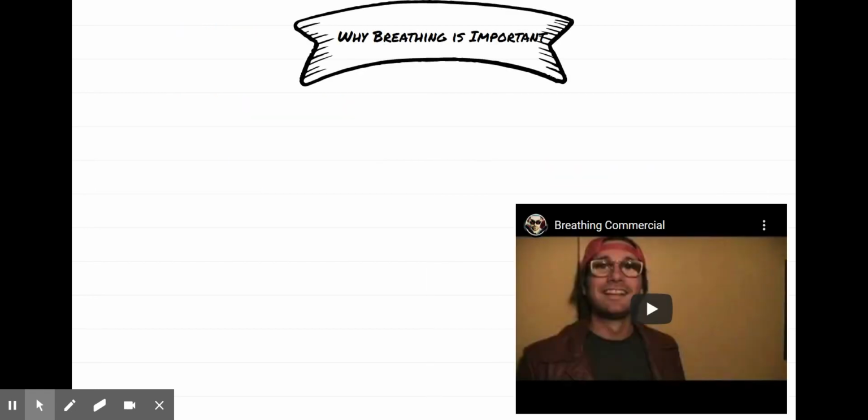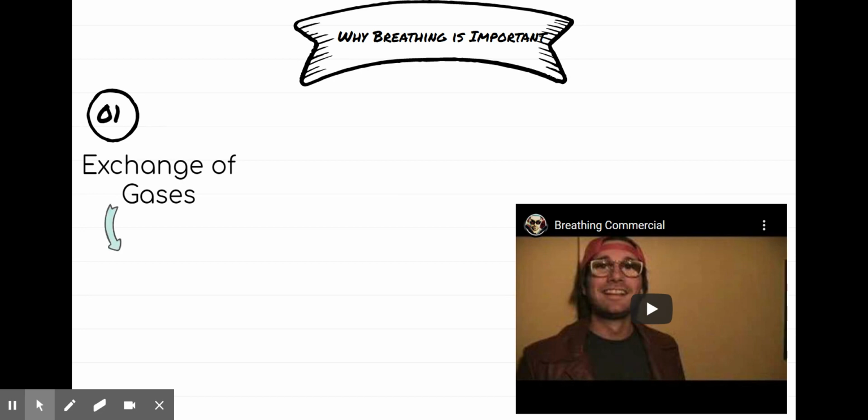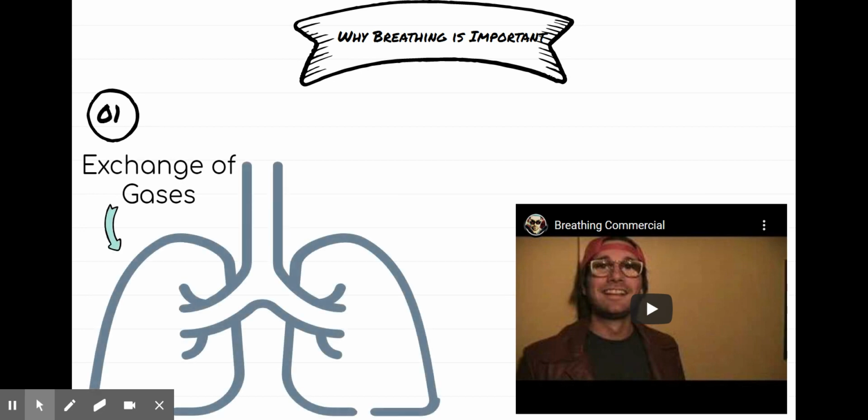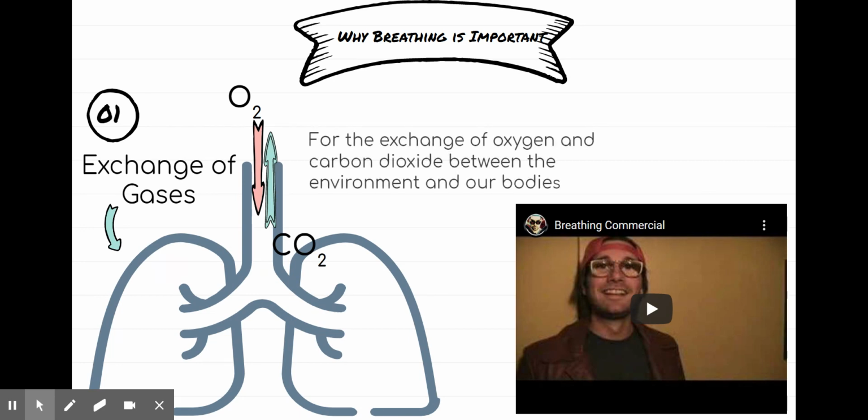So why is breathing important? Well, first of all, it's all about the exchange of gases. So here's a picture of our lungs, just a little quick sketch. And our goal is bringing oxygen in and releasing carbon dioxide out. Again, why breathing is important is to exchange oxygen and carbon dioxide between the environment and our bodies. We want to release carbon dioxide out as it is waste and it is toxic to us. And we want to bring oxygen in so we can go through cellular respiration.